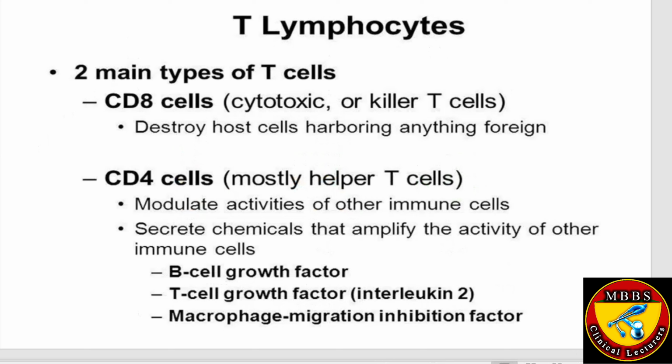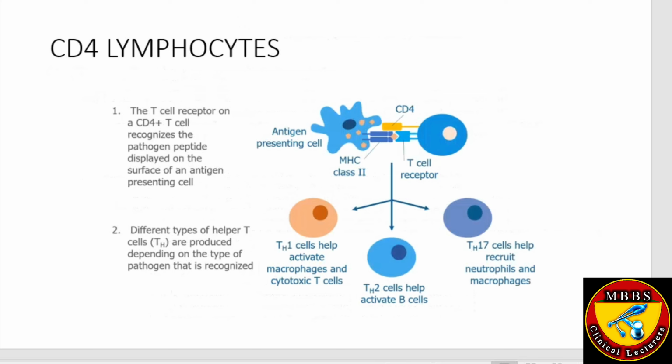The CD4 lymphocytes, also called the helper T cells, have three main functions. They help B cells develop into antibody producing plasma cells. They help CD8 T cells to become activated cytotoxic T cells. They help macrophages to kill ingested microbes. All these functions are performed by three subtypes of CD4 cells, that is Th1, Th2 and Th17 cells.